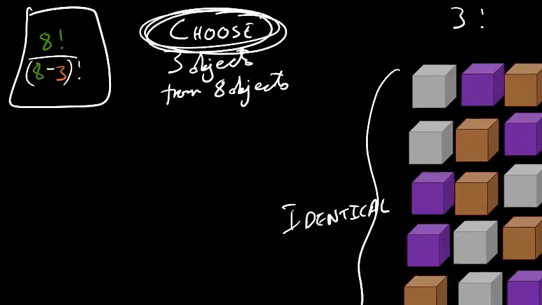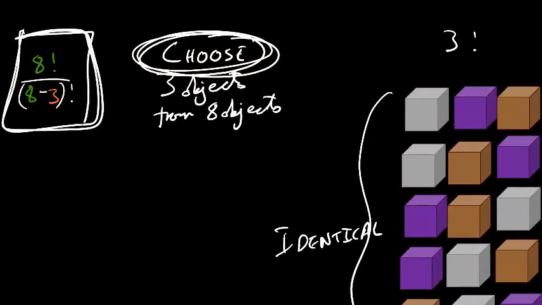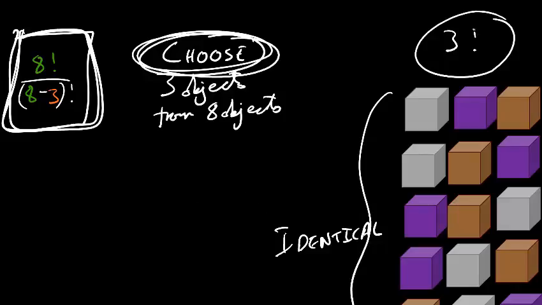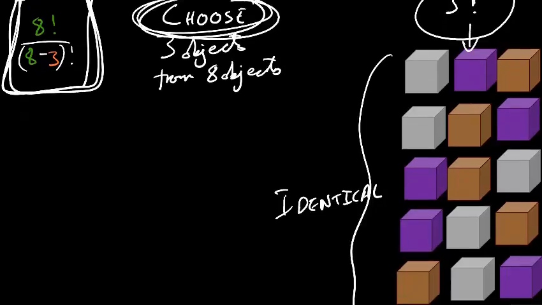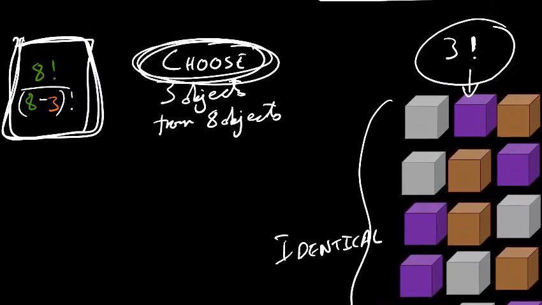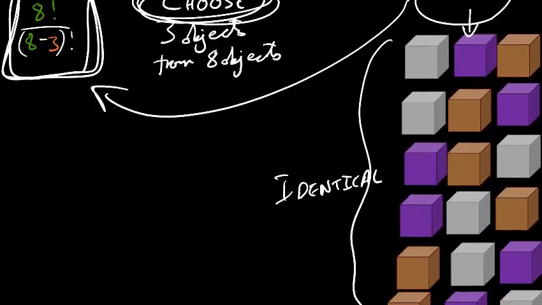So therefore, I'm going to have to remove them from this formula here, because this formula took into account all of these arrangements that I can have, but I'm not interested in them. I think they're just identical. So in order to remove them, I'm going to have to remove this 3 factorial ways of arranging them. Because this 3 factorial is all the ways of arranging these 3 cubes. So I'm going to have to remove this 3 factorial from this formula here.